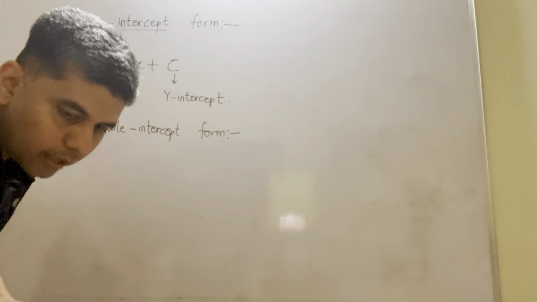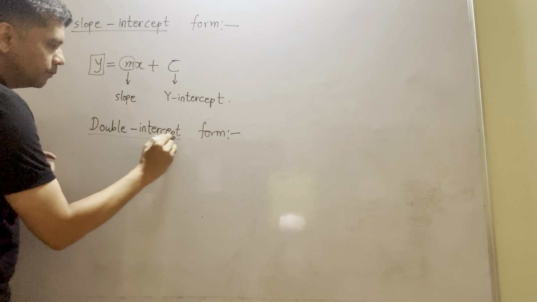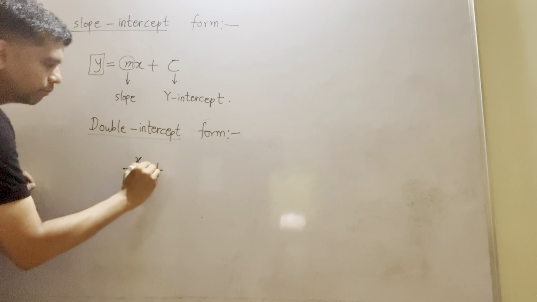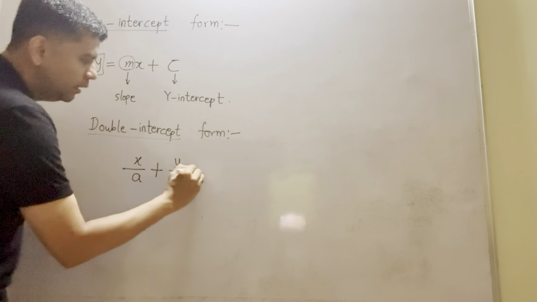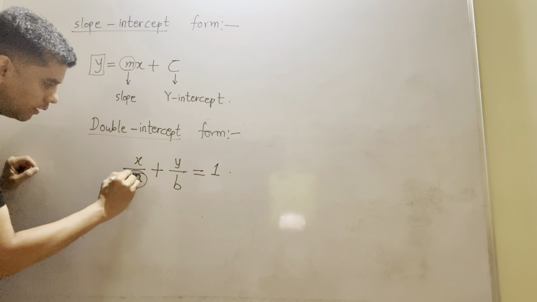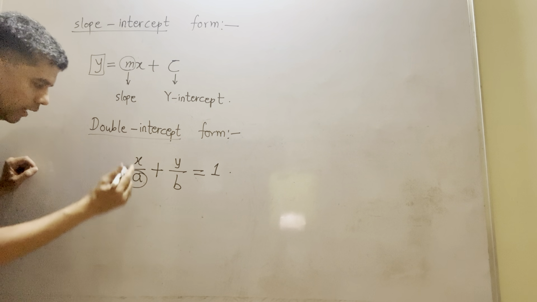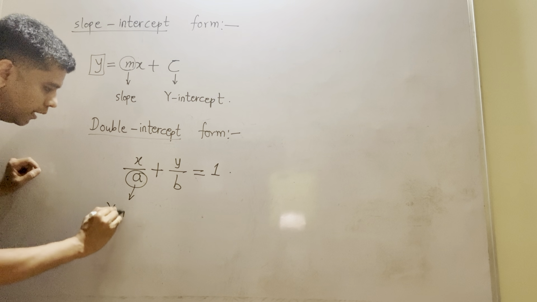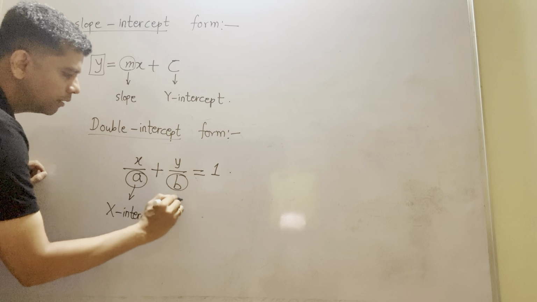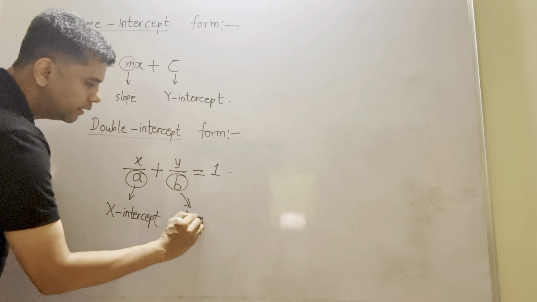Now what happens in double intercept form is, like the name itself tells you, right, double intercept. So you have to focus on both these intercepts. So we will write the form as x over a plus y over b is equal to 1. Where what is a? Because a is below variable x, a is the x-intercept. Because b is below variable y, it is the y-intercept.